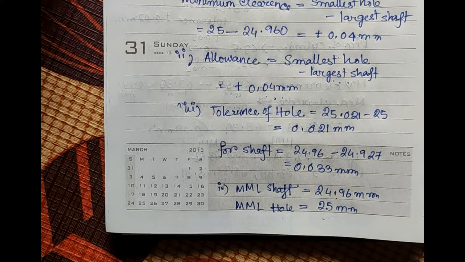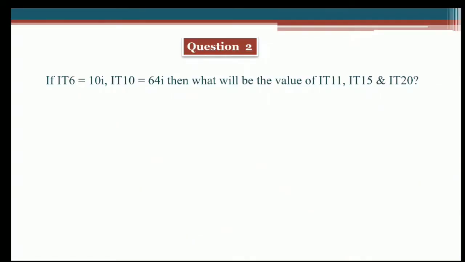Okay, now we will solve the second problem. First we need to see what the question of the second problem is. The problem says that if IT6 is equal to 10i and IT10 equal to 64i, then what will be the value of IT11, IT15 and IT20? When you are going to solve this type of problem, you must know that when we are finding the next IT grade, there is a certain rule. That rule I'll describe during the solution of this problem.